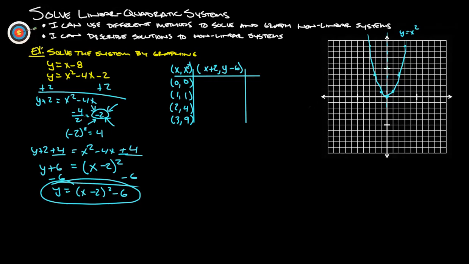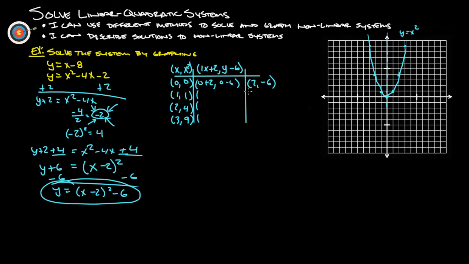And there's nothing out here to multiply the x's by, so that's just going to be 1x, right? So all the x's, we're going to add 2 to it. So it's 0 plus 2. And then the y in this case is going to be 0 minus 6. So the vertex, according to this formula here, is going to be 2, negative 6, which we know is true because there's our 2 and there's our negative 6.